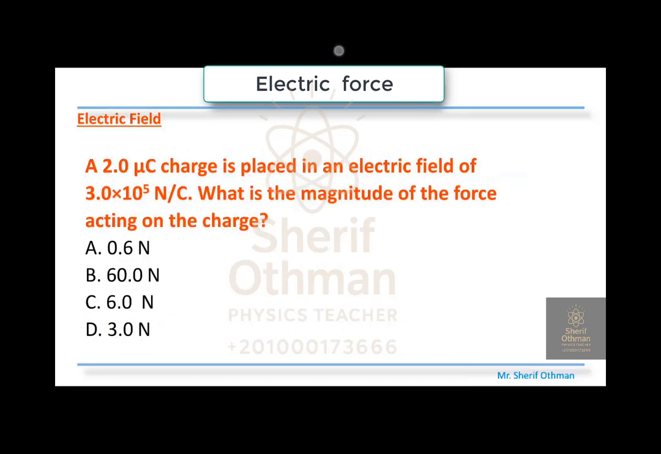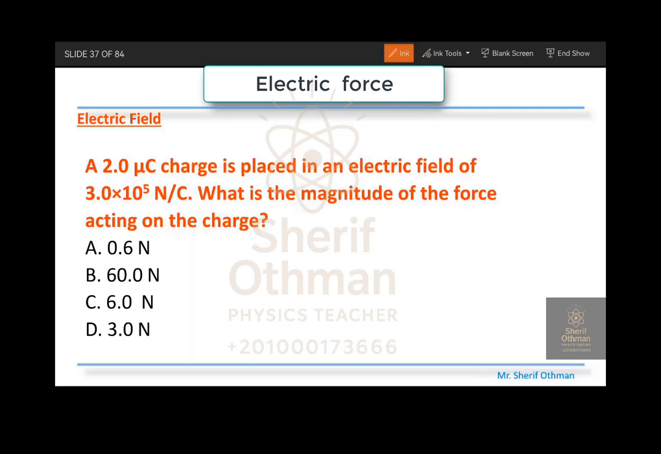A 2 microcoulomb charge is placed in an electric field of 3 times 10 to the power 5 Newton per coulomb. What is the magnitude of the force acting on this one? So we have Q dash, the small point charge, and E, the electric field. The 2 microcoulomb charge is placed in an electric field of 3 times 10 to the power 5 Newton per coulomb. What is the magnitude of the force?